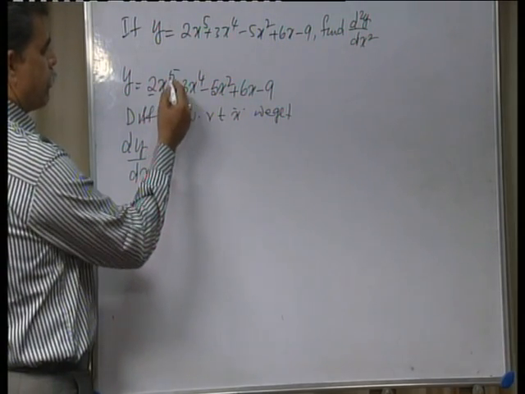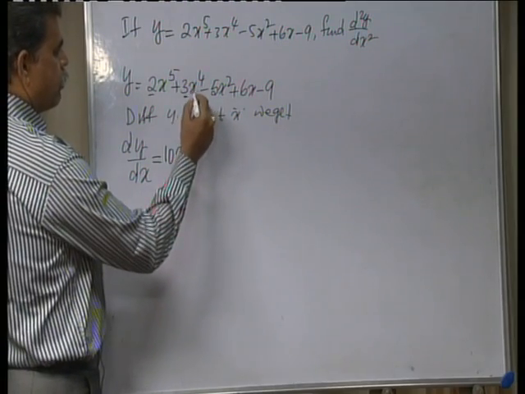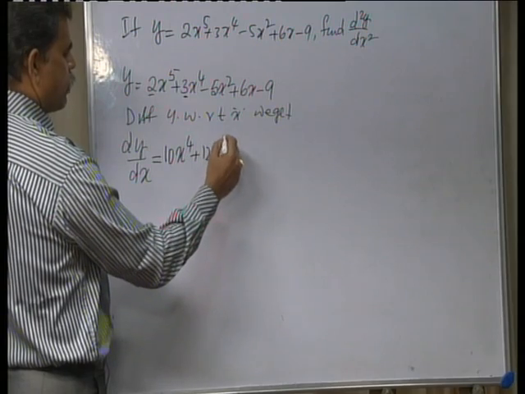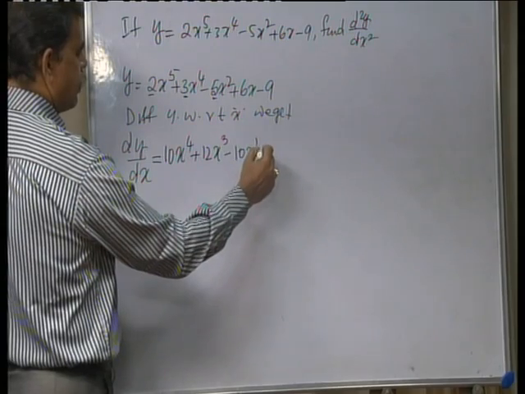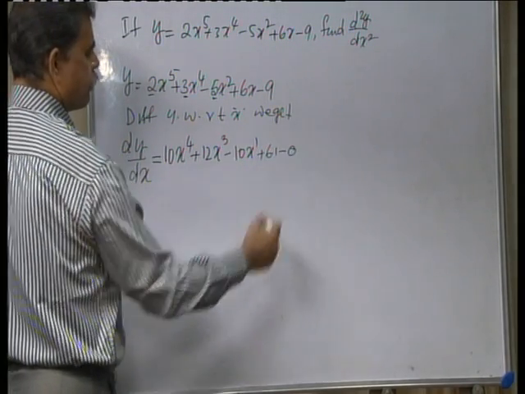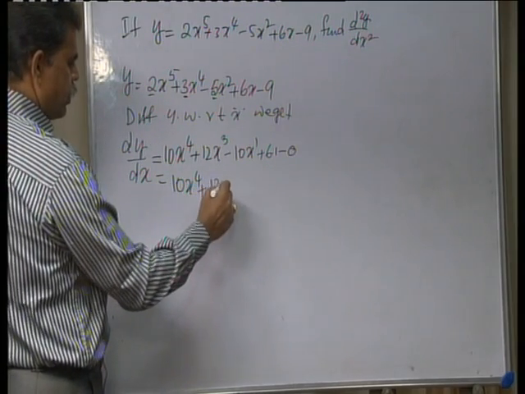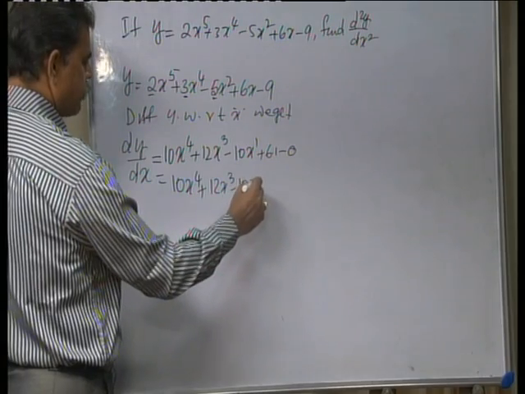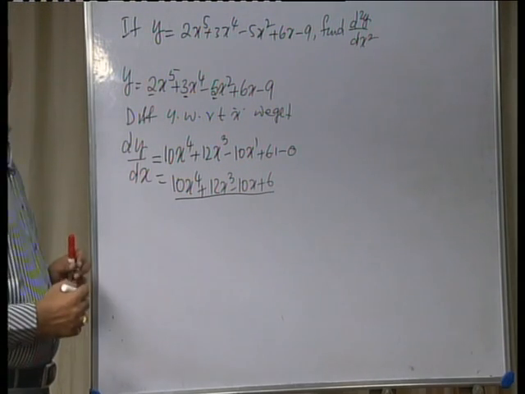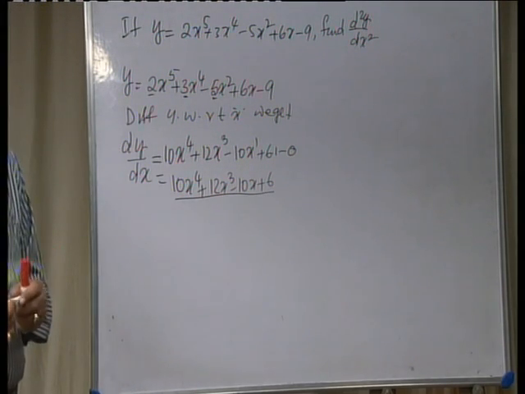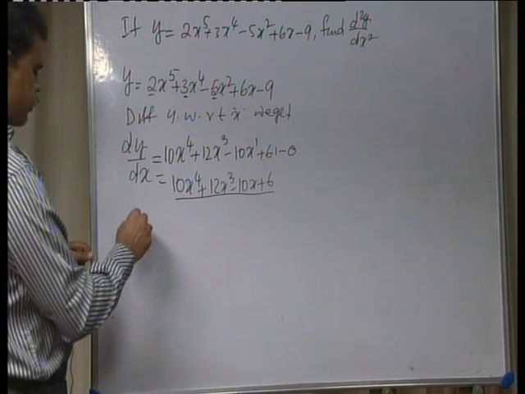So, 2 into 5 is 10x to the power of 4 plus 3 into 4 is 12x to the power of 3 minus 5 into 2 is 10x to the power of 1 plus 6 into 1 minus 0. It is 10x to the power of 4 plus 12x cube minus 10x plus 6. It is the dy by dx. Again, if it is differentiated with respect to x, what will we get? We will get d square y by dx square.